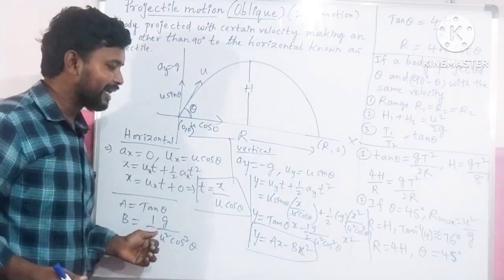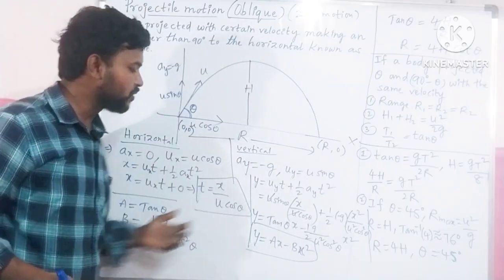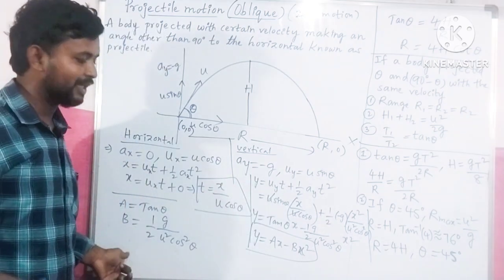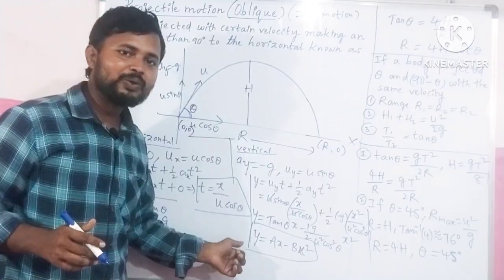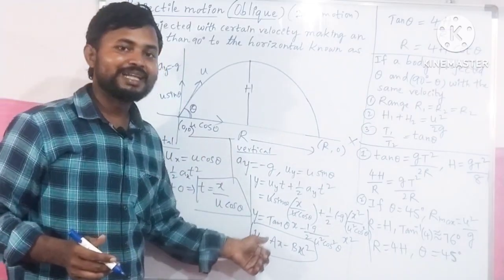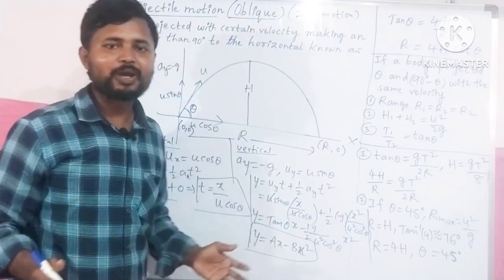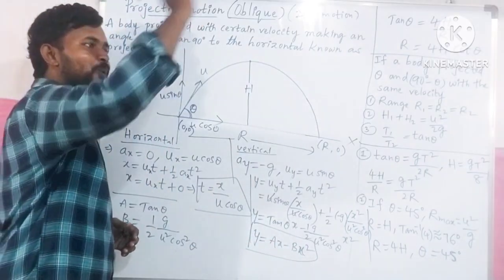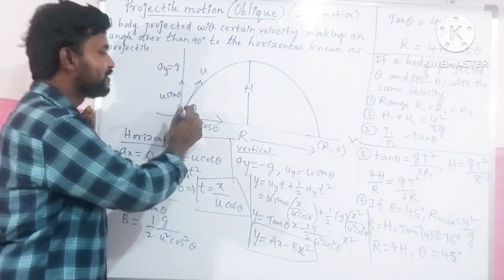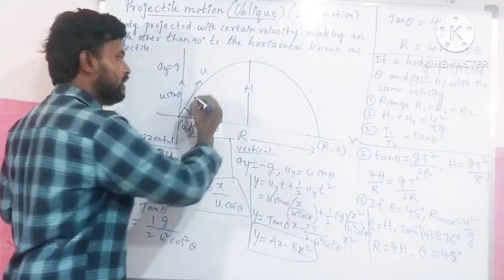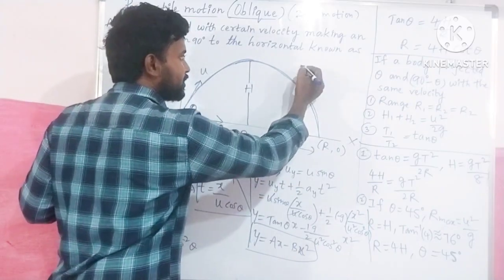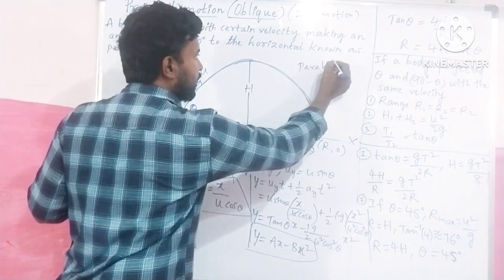When we replace with variables, taking tan theta as a and 1 by 2 g by u square cos square theta as b, we get y equals ax minus bx square. This is the equation of a parabola. So when you throw a body with a certain velocity at an angle other than 90 degrees to the horizontal, it is known as a projectile. The path of the projectile is called a parabola or trajectory.